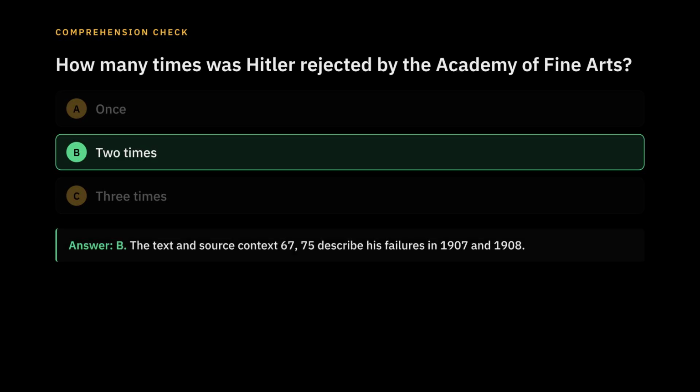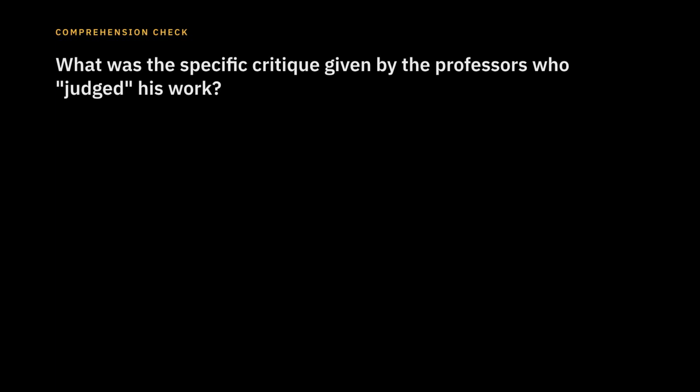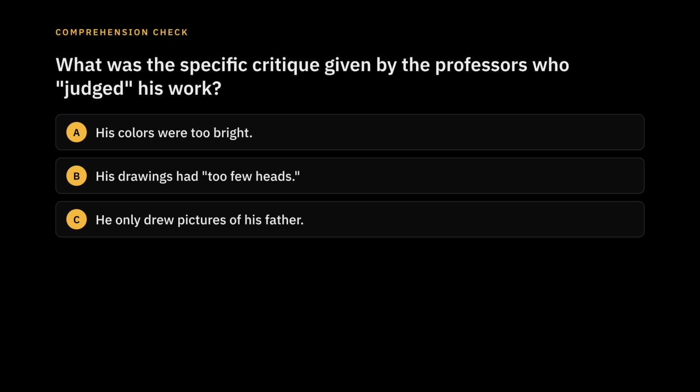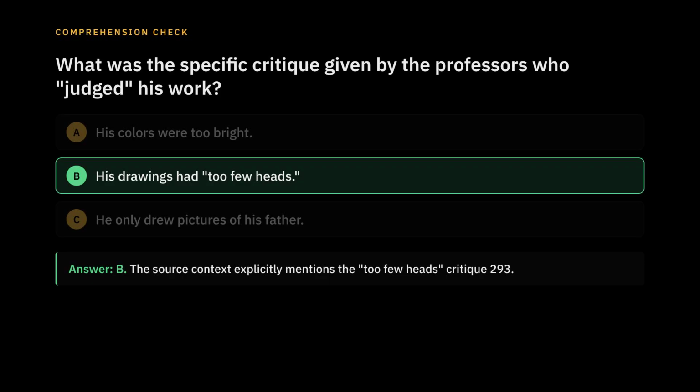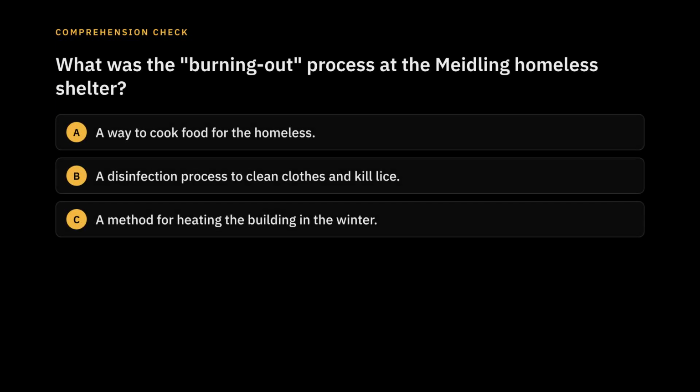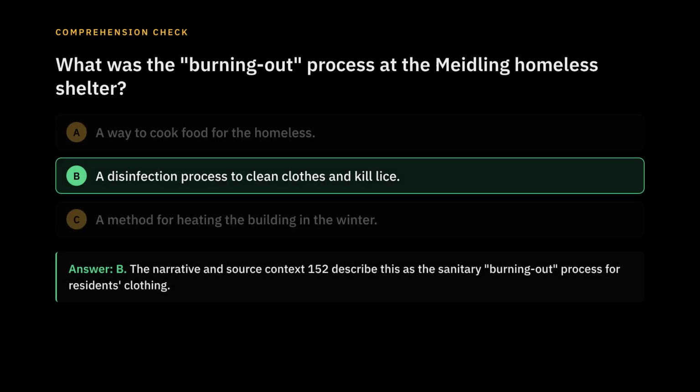The text and source context 67-75 describe his failures in 1907 and 1908. What was the specific critique given by the professors who judged his work? The source context explicitly mentions the too few heads critique 293. What was the burning out process at the Meidling homeless shelter? The narrative and source context 152 describe this as the sanitary burning out process for residents' clothing.